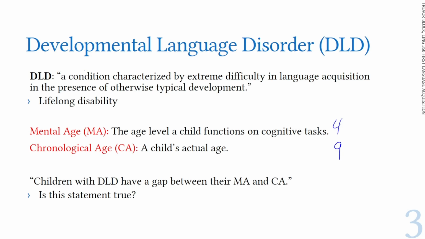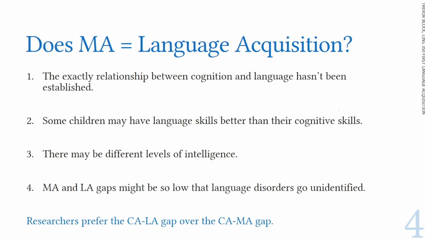So is it true to say that children with DLD have a gap between their mental age and chronological age? Well, that's a bit of a difficult question because there's not necessarily an established relationship between cognition and language. If mental age is defined strictly by their cognitive abilities, then we'd expect language to be at the same point. But that's not actually true. Some children have better language skills than cognitive skills, and some kids are the reverse. The cognitive skills are better than the language skills. So, is mental age language acquisition? It's a little bit hard to tell.